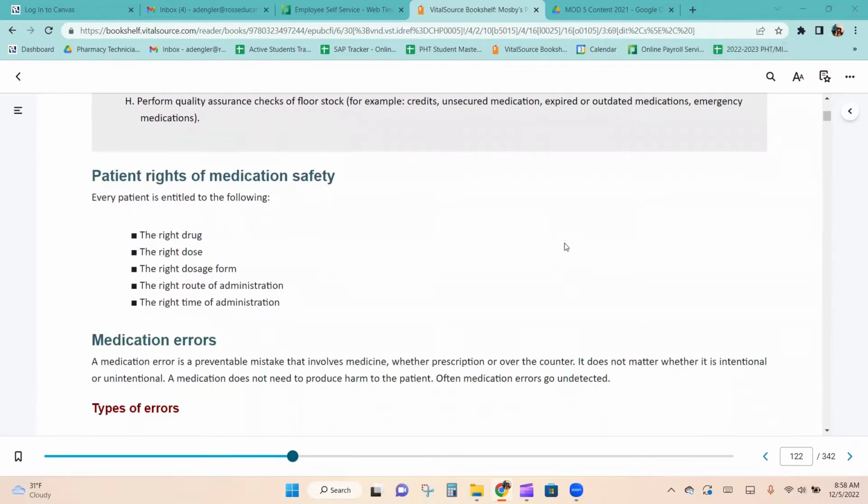Every patient is entitled to rights of safety, the 5 rights of safety. So the right drug, the right dose, the right dosage form, the right route of administration, and the right time of administration.